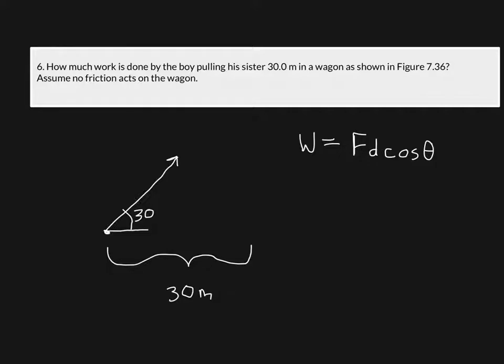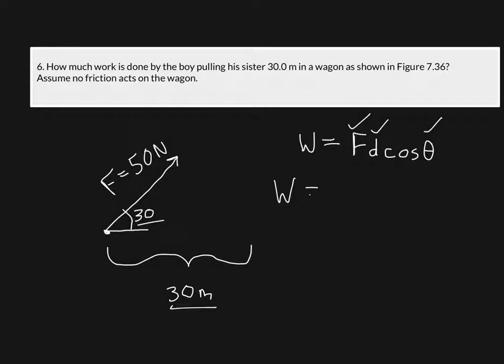In the picture, they show us that the force that we're pulling at is equal to 50 newtons. So we can plug that in. We have our force. We know the distance that we're going is 30 meters, so we have our distance, and the angle between the two is given as 30 degrees. So we can simply plug and chug to find the work.